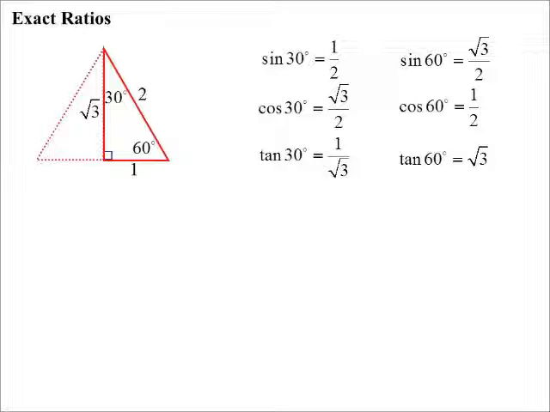So if you ever forget those ratios, sometimes it's easy just to remember the triangle and then you can draw it up. In fact, those who have a math aid, you'll find that that triangle is actually on there and you could just read it.